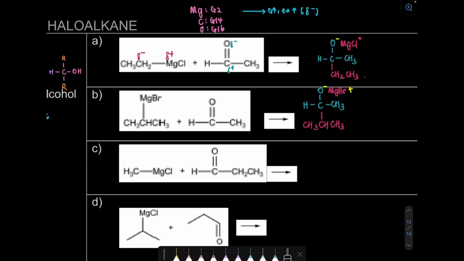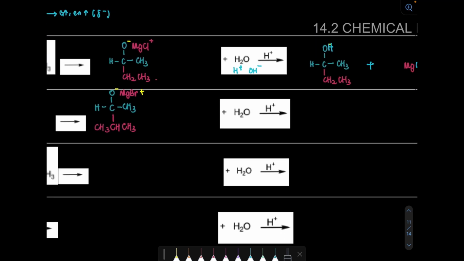Okay, so this is before we react it with our H2O, H+. Okay, so now what we're going to do adalah we react it with H2O, H+ to form our alcohol. Okay, so O minus ni akan combine dengan our H+, MgBr plus dengan OH minus.